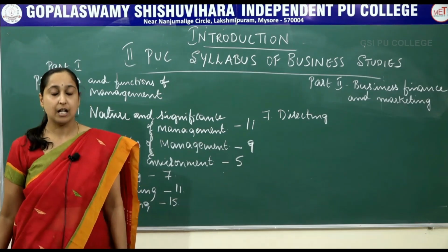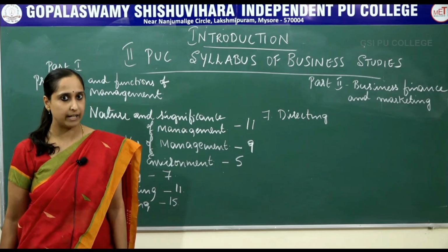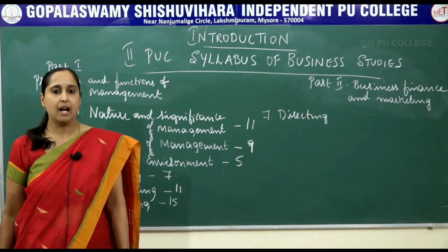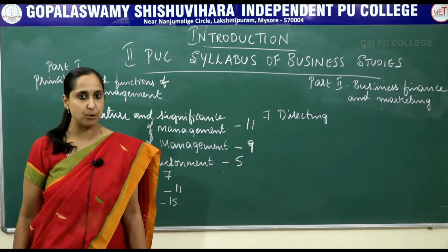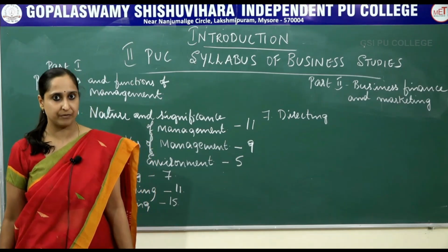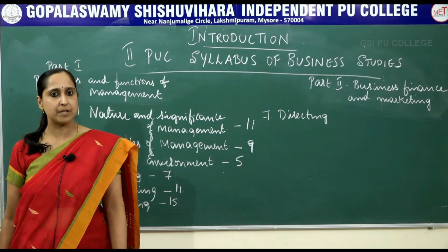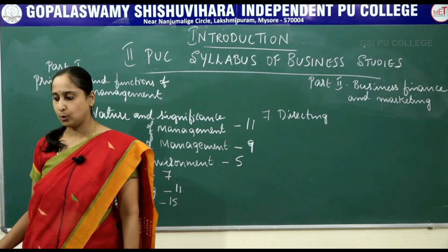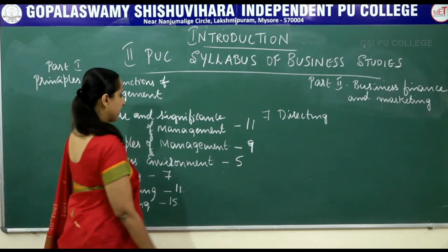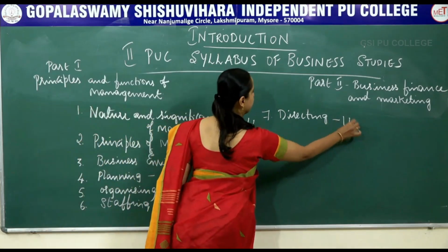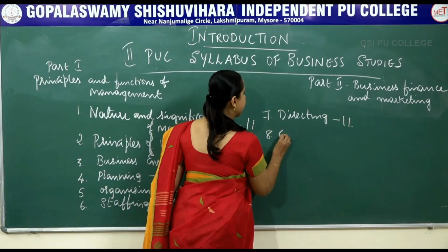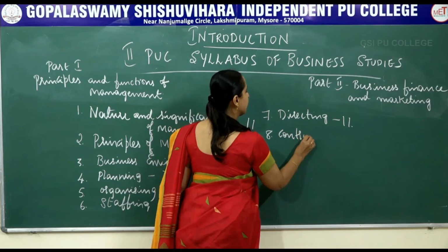And communication. Communication is quite essential in the organization. We learn about how we can communicate in an effective way and what are the barriers that we usually face in the organization. So those are the topics which come under directing. The total marks allotted for directing is 11 marks. Chapter 8 is controlling.